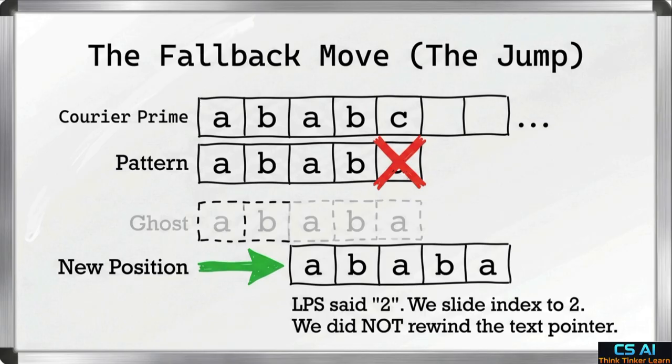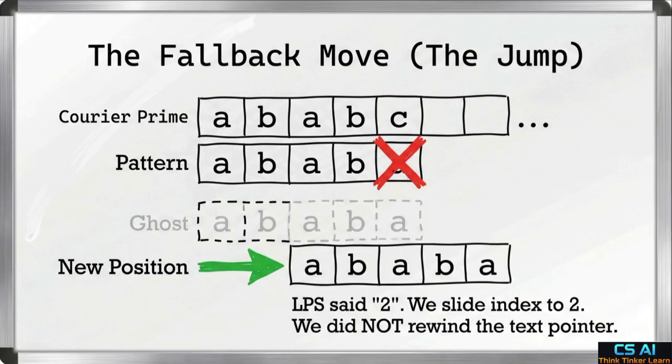Now, let's see the jump in action. This is the fallback move that makes KMP so fast. Imagine our text starts with ABABA and our pattern is ABABC. We match ABAB perfectly. Then we hit a mismatch at the C. In a naive search, we would rewind the text pointer all the way back to the second A.